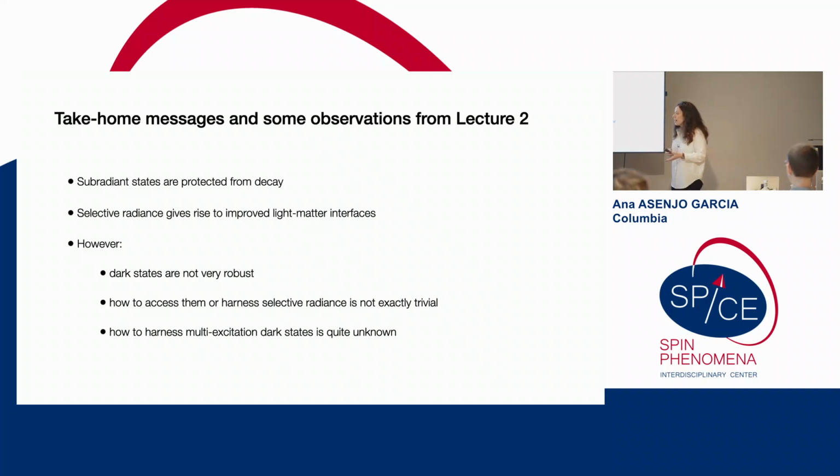How to harness them, or harness selective radiance, is not exactly trivial. I have shown you some examples, but it's not like you tell me a system, something you want to improve, and I say yes, this is how you do it. I need to think about it. It's a process. There is no clear recipe. And then, more importantly, what is definitely harder is how to harness these dark states at the multi-excitation level. How to control them. Can you prepare dark states that are entangled, that are interesting for metrology, for computation, that are protected from decay? That's very much non-trivial, and there is no obvious recipe for how to get to that from the single excitation subspace.